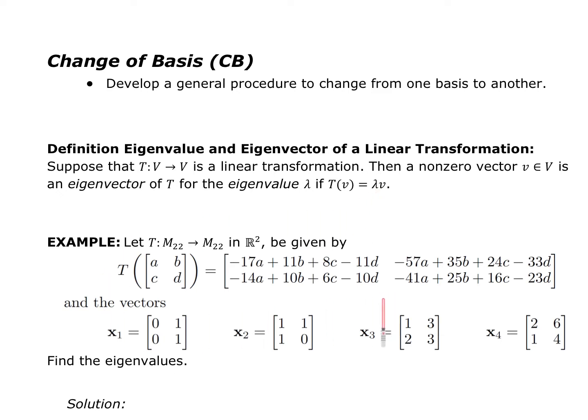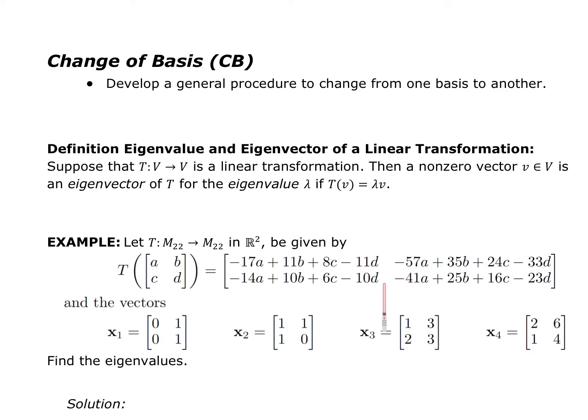So let's take a look at an example. Suppose we've got this linear transformation of matrices of size 2 by 2 back into matrices of size 2 by 2 given by this. Now remember, you want to think about a linear transformation almost like a function. It's telling you what to do with the domain and how it's going to look in the codomain. So if you have a matrix of the form A, B, C, and D, then what you need to do to it is take negative 17 times A, 11 times B, 8 times C, and negative 11 times D. And that's going to go in that first position in the new vector.